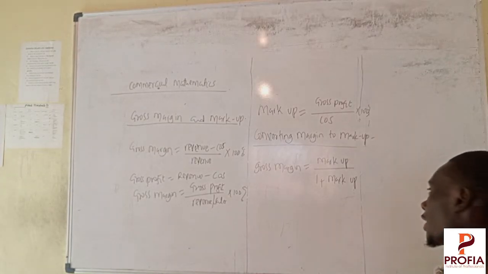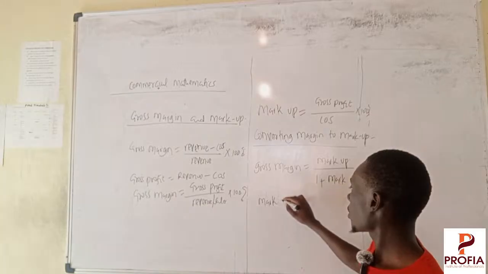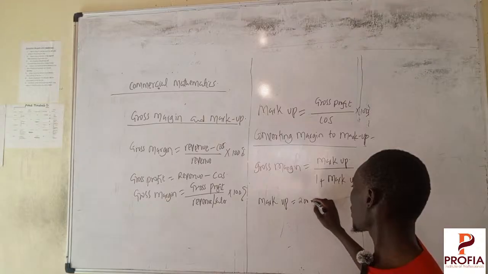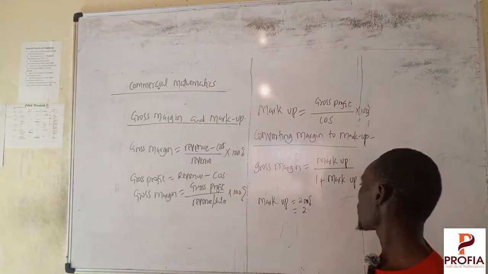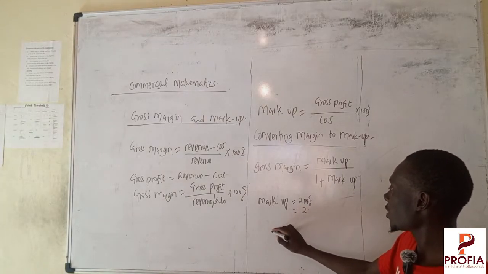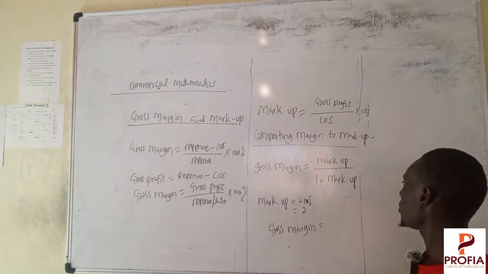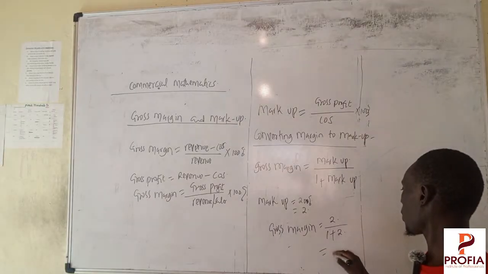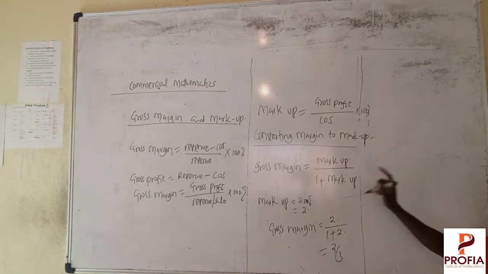For example, let's say you have been given a markup of 200%. If you convert it to a value, it will be 2, and they want to get the gross margin. It will be markup, which is 2, all over 1 plus 2. So our gross margin will be 2 over 3. This is a way of converting when you have been given markup and they want to convert to margin.